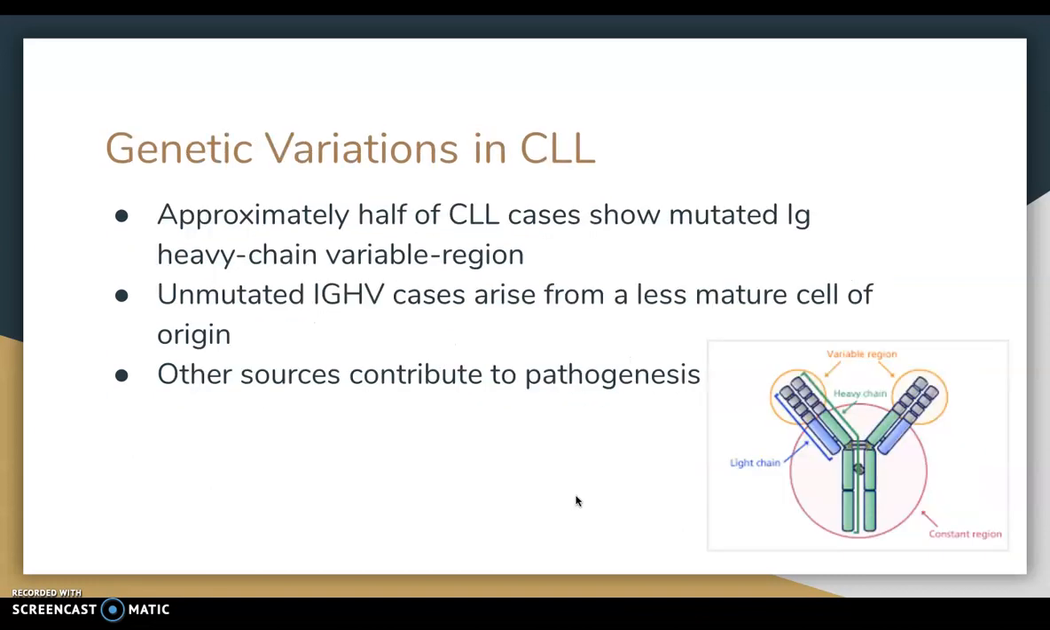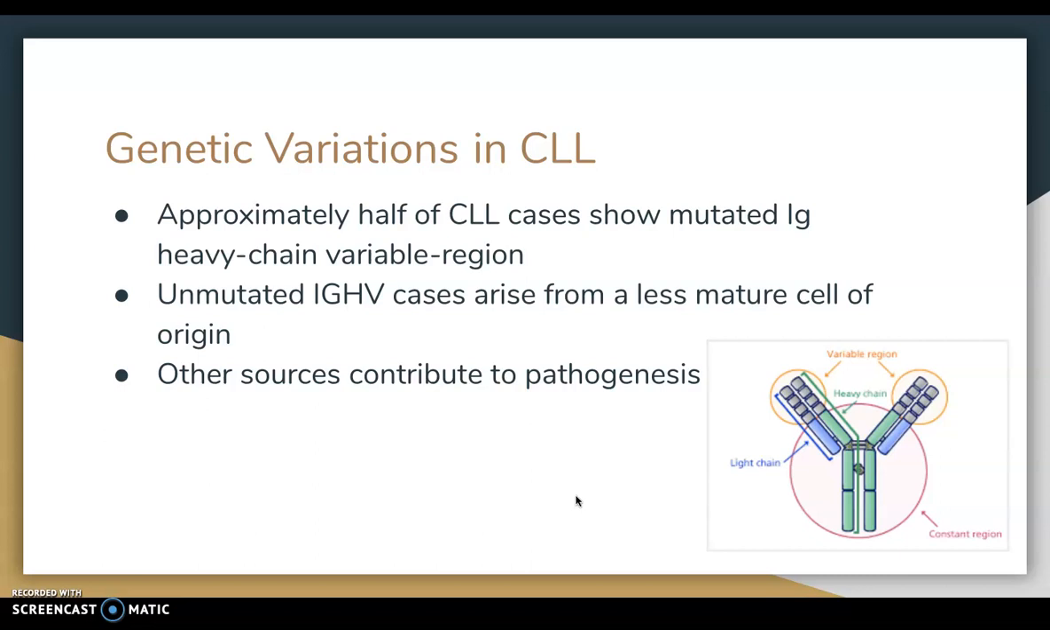As I just mentioned, CLL is a clinically heterogeneous disease, but this heterogeneity is actually reflected at the molecular level because there are many diversities behind the genetic insults that can occur. So there can be either mutated or unmutated immunoglobulin genes, but approximately half of CLL cases show mutated immunoglobulin heavy chain variable regions. You can see in this image what an immunoglobulin is, and you can follow the heavy chain up to the variable region, and that's often where these mutations occur in CLL.